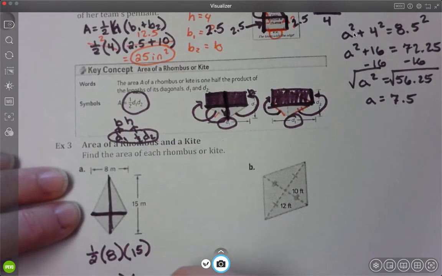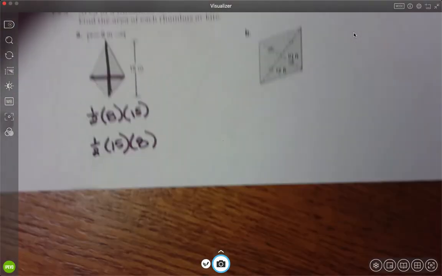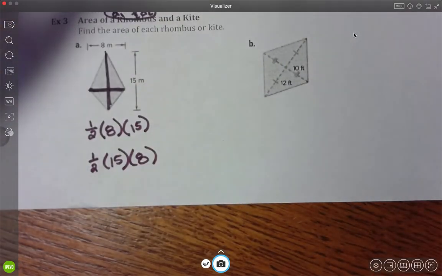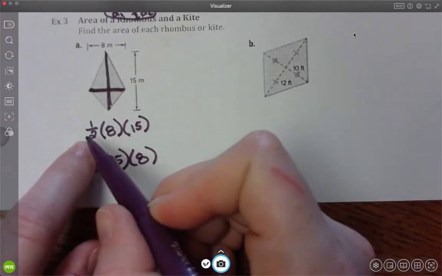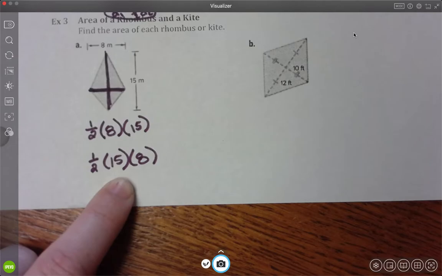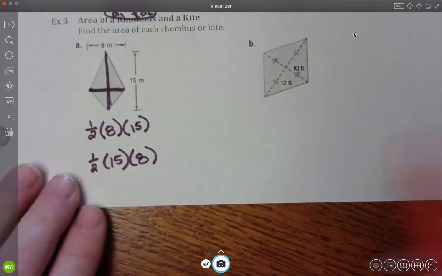Now, here's the way I want to do it. I try to do as much in my head as I can. So it is easier for me to take half of 8 than it is to take half of 15. Half of 15 would be a decimal number. And it's not wrong to write it this way.